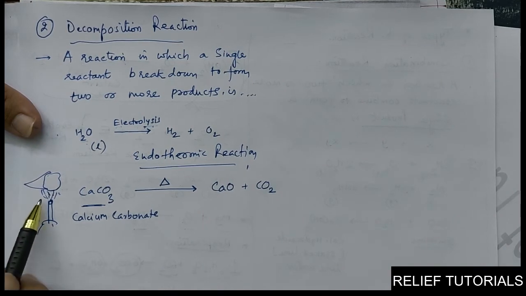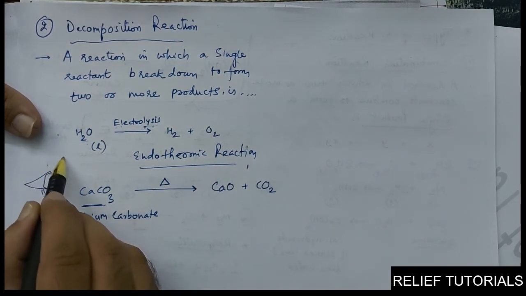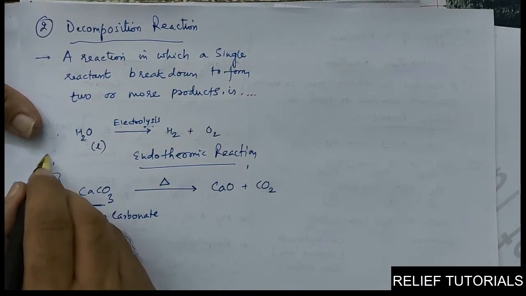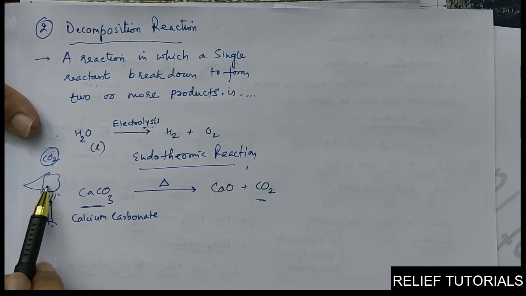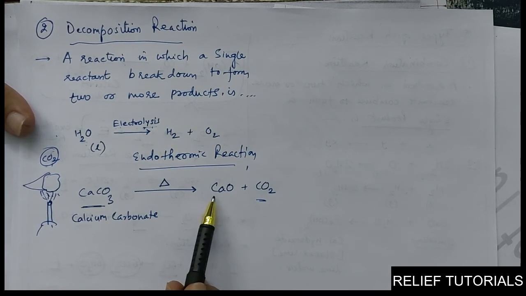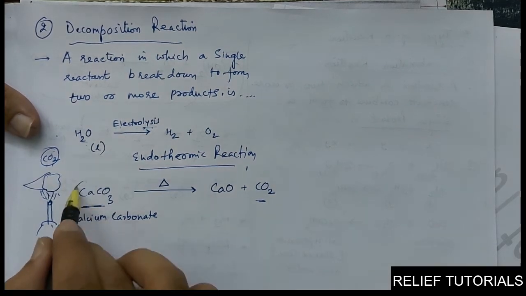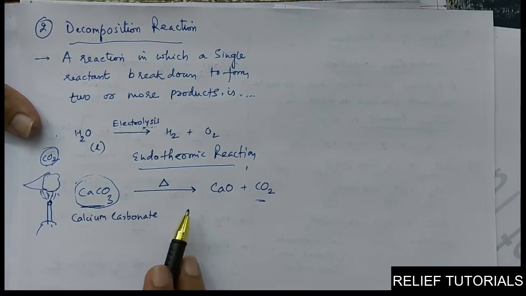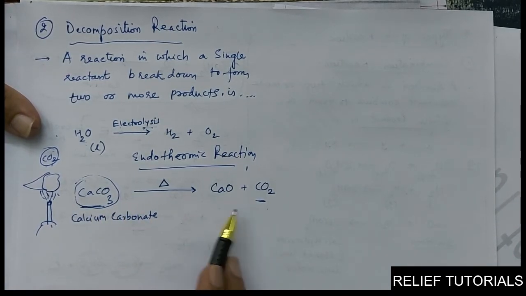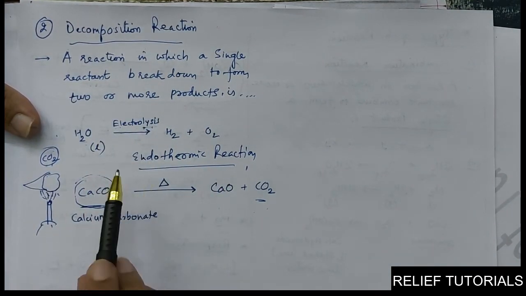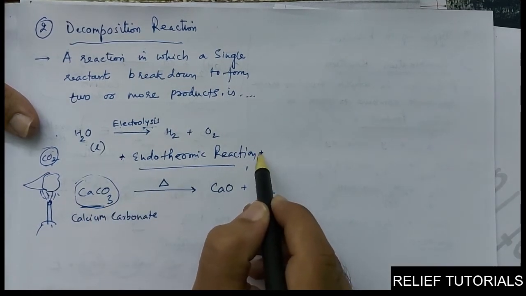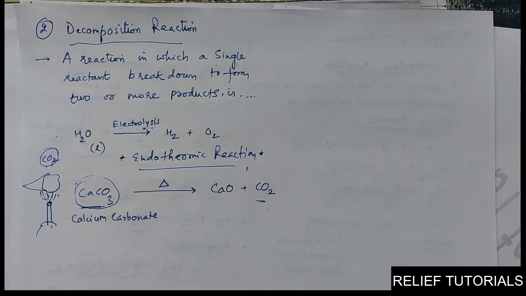So when you are performing this activity, you will see some gas is coming out, and that gas is nothing but the CO2. So what will be left here in the pair of tongs? That is nothing but the calcium oxide. So look at this, one reactant divided into or broken into two products. So this is the example of decomposition reaction, and since we are providing heat here, also the example of endothermic reaction. So again, the conclusion of the discussion is most of the decomposition reactions are endothermic reactions.